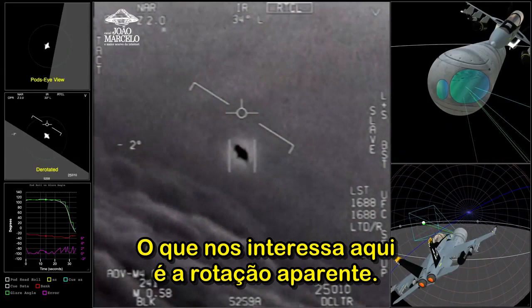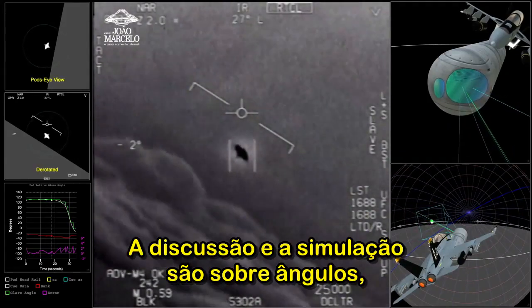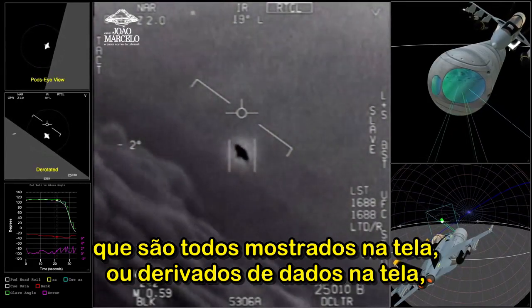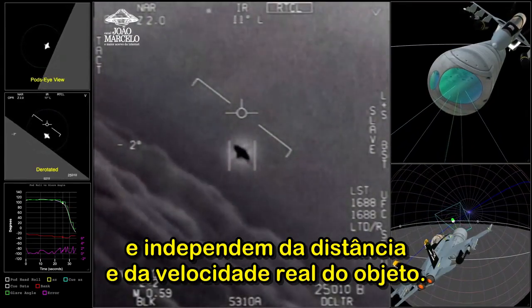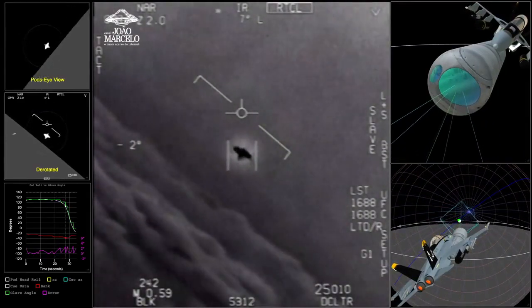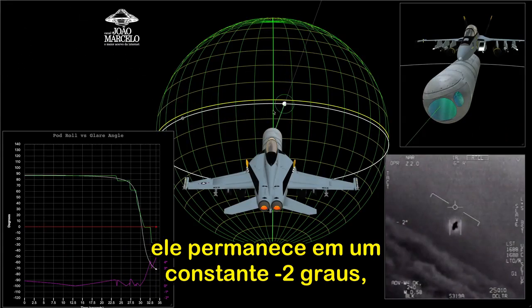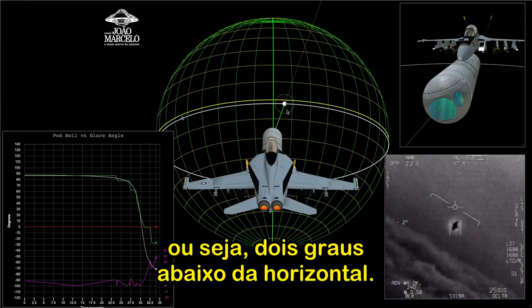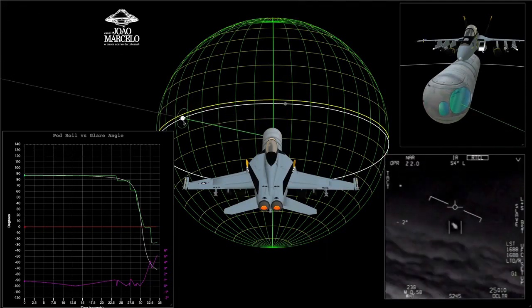What we are interested in here is the apparent rotation. The discussion and the simulation is all in terms of angles, which are all either shown on the screen or derived from data on the screen, and are independent of the actual distance to the object and its speed. As the object is tracked from 54 left to 7 right, it stays at a constant -2 degrees, i.e. 2 degrees below horizontal. In the simulator, this is shown with a white dot.